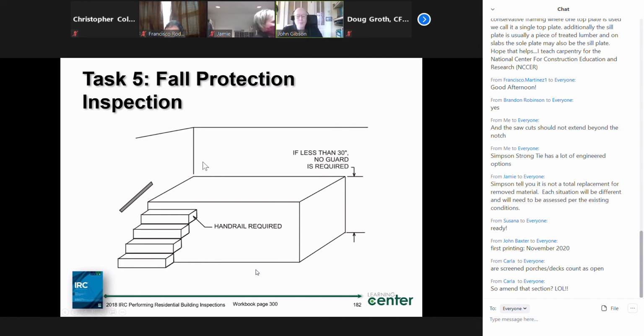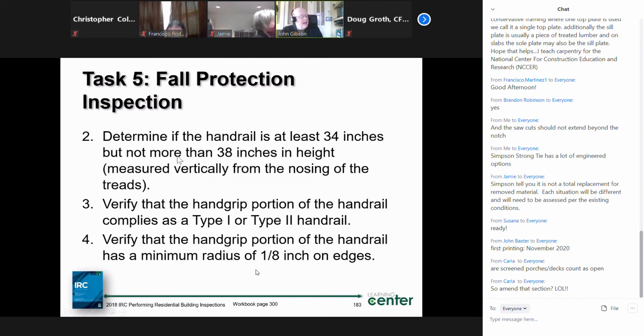Now, if it's open, I may run into the issue of, is there a fall risk, in which case I need a guard. That's where we look for that 30 inches of fall to require a 36-inch guard from that platform, from that walking surface to a lower surface. And our handrails are 34 to 38 inches. There are 2 different types of handrails.